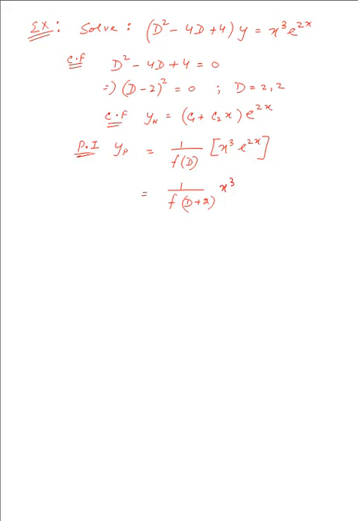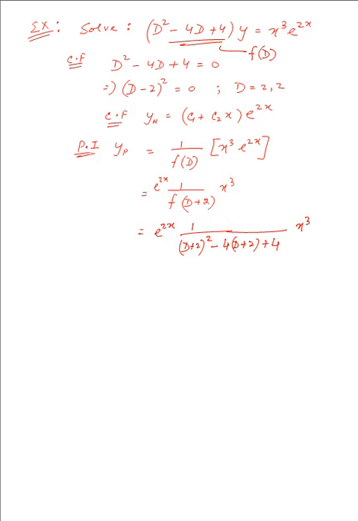Now with this, the e to the power 2x remains on the left hand side. Now what was f(D) in the first place? This was f(D). Now f(D plus 2) means we add a 2 to the D's, so e to the power 2x, this is 1 over (D plus 2) whole squared minus 4 times (D plus 2) plus 4, and all of that acting on x cube.